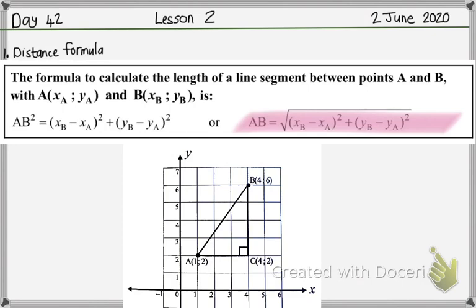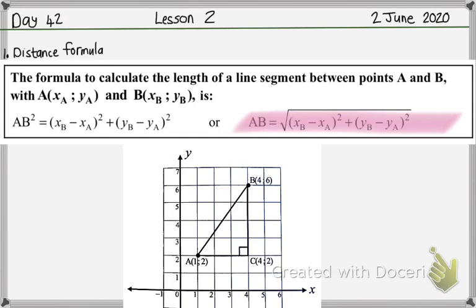And today we're going to start with the first formula that we are going to learn, and that is the distance formula, or the formula to calculate the length of a line segment between 2 points A and B. Okay, so to calculate the length of a line segment, we are going to use this formula, the one that's highlighted.